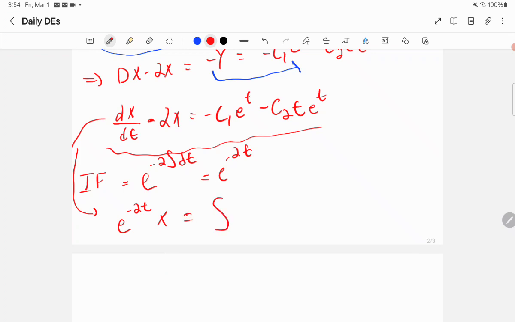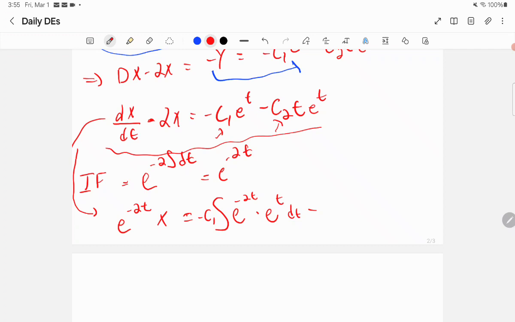the integral. And by the way, we've already handled the constants here, so I don't need to add another constant. So keep that in mind. In fact, I should not add another constant because the constants have already been taken care of. It is equal to the integral, well, I'm going to split this into two pieces. So it's going to be minus c1 e to the minus 2t, because I'm multiplying by that integrating factor, times e to the t.